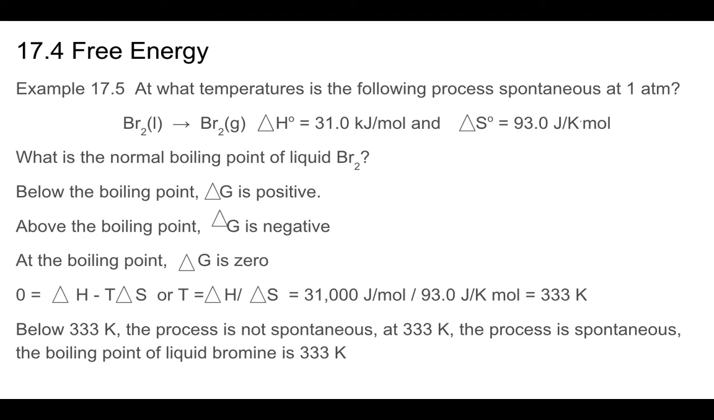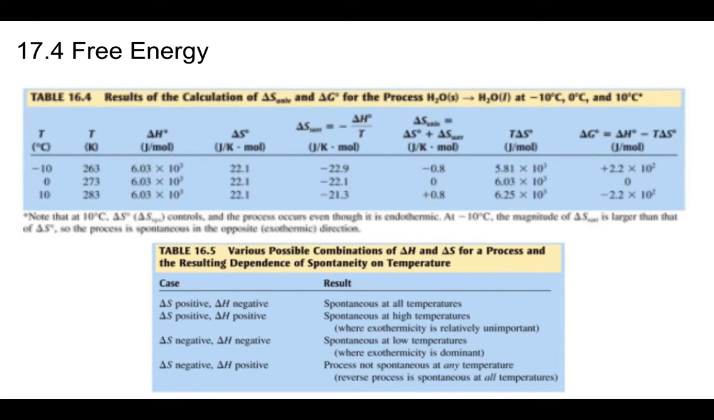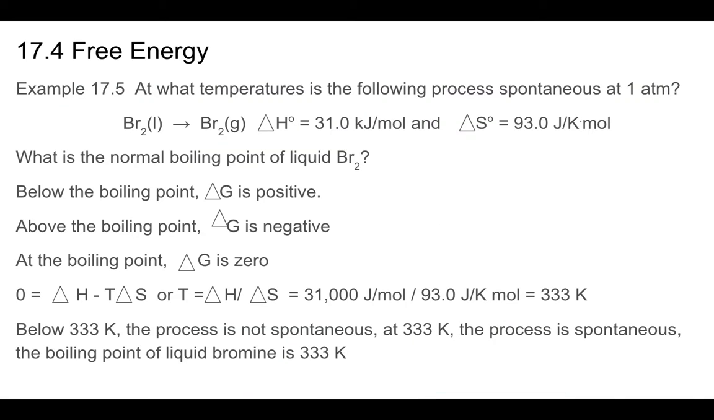The delta S for this process, because we're going from a liquid to a gas, is also positive, so it's 93 joules per K per mole. So looking back, we have a positive delta H and a positive delta S, so we expect this to be spontaneous at high temperatures, but not spontaneous at low temperatures. So that's what we find. Boiling occurs at high temperatures, but not at low temperatures. Now, below the boiling point, the delta G is going to be positive. Above the boiling point, the delta G is going to be negative. At the boiling point, the delta G will be 0.